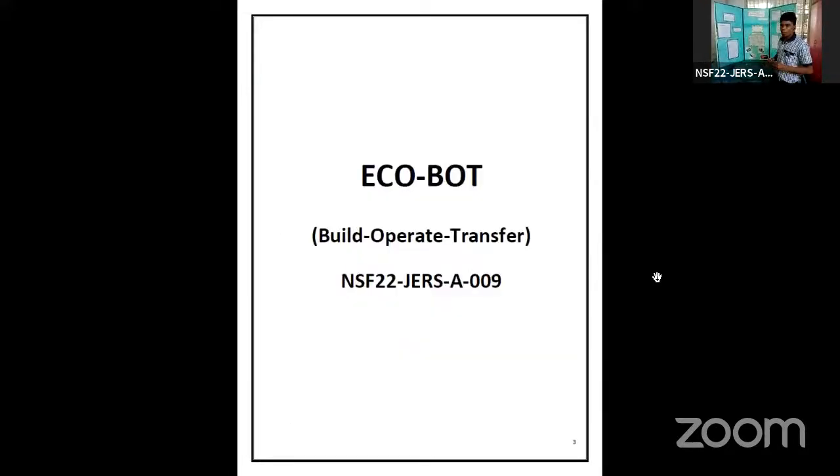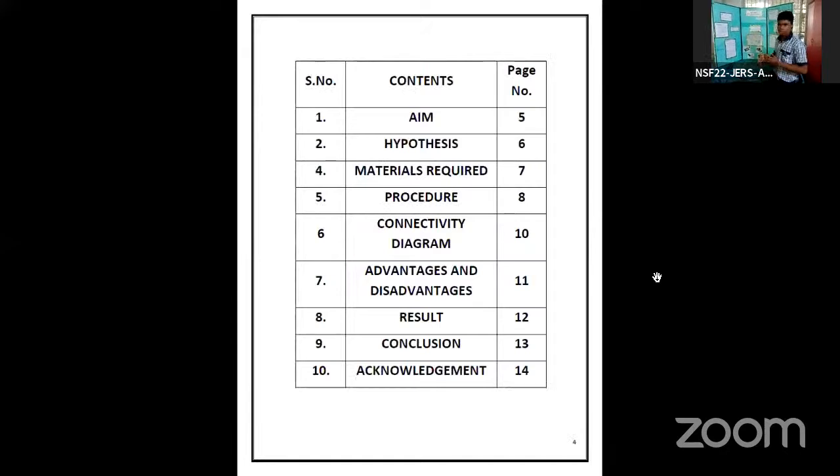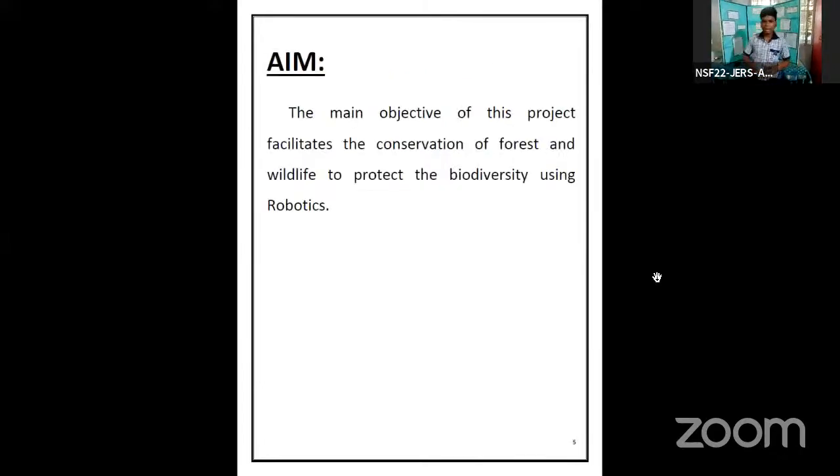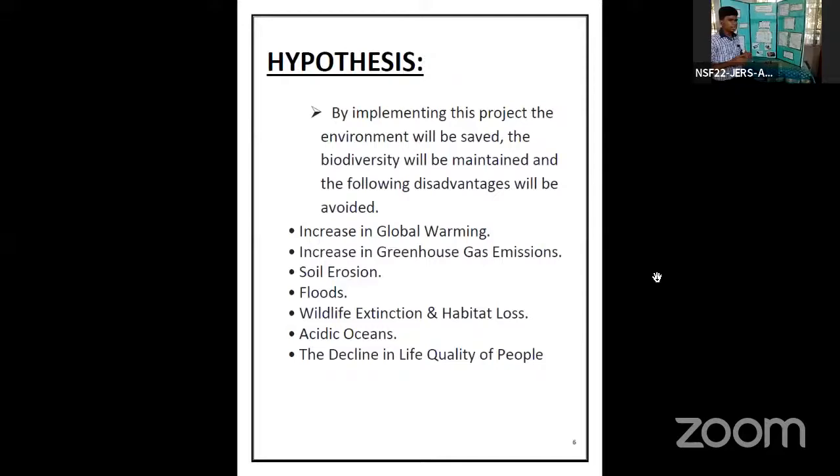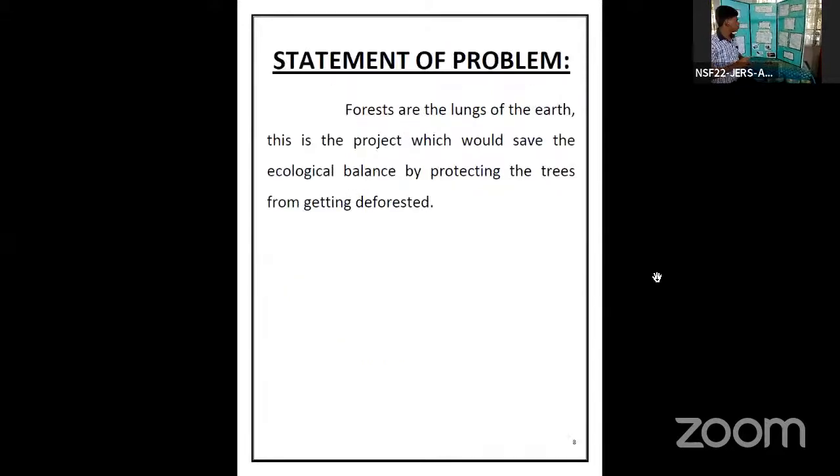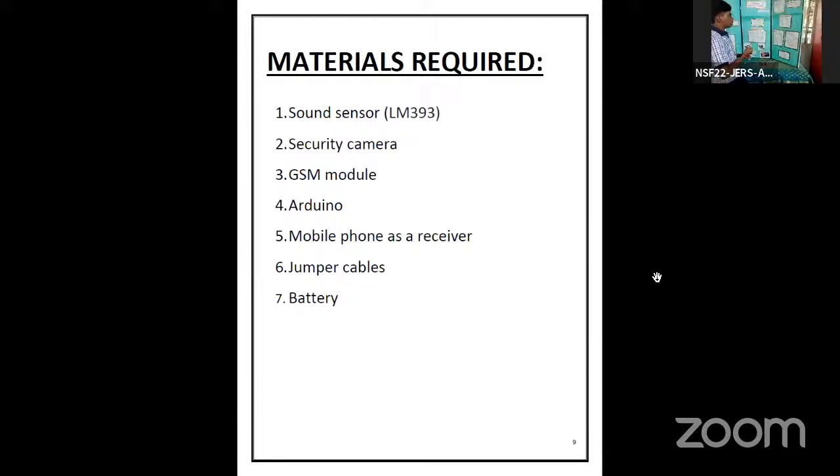The main objective of my project is to stop the deforestation and conserve the forest and wildlife to protect the biodiversity using robotics. The reason I chose this project is to stop the deforestation because forests are the lungs of the earth. This is the project which would save the ecological balance by protecting the trees from getting deforested. The materials required are sound sensor, security camera, GSM module, Arduino, and mobile phone as a receiver, jumper cables, and battery.